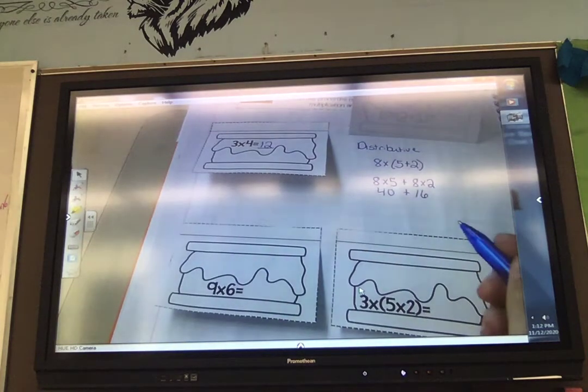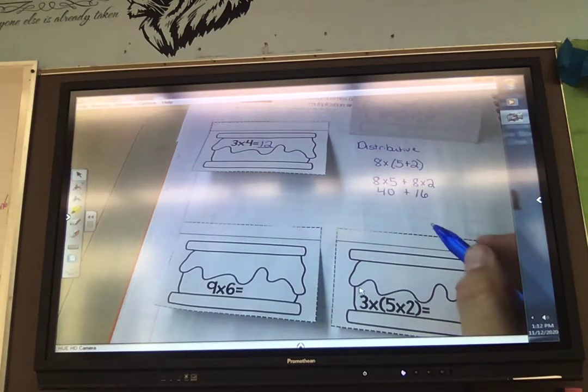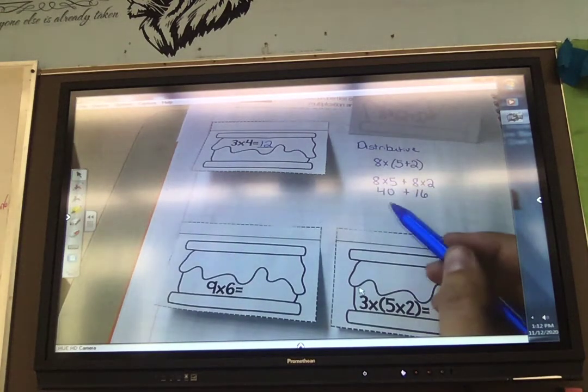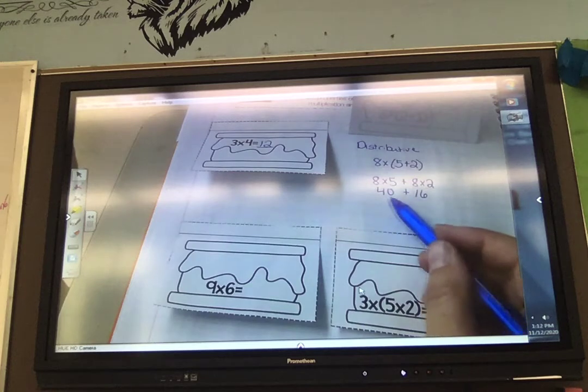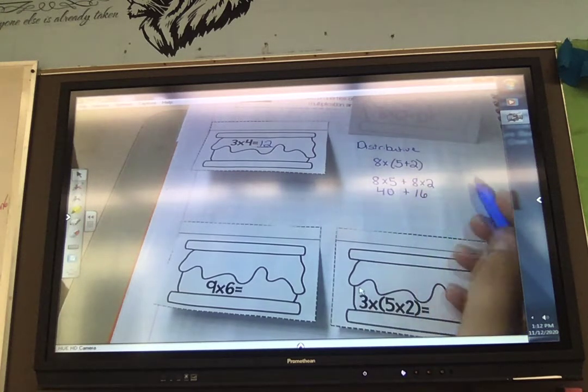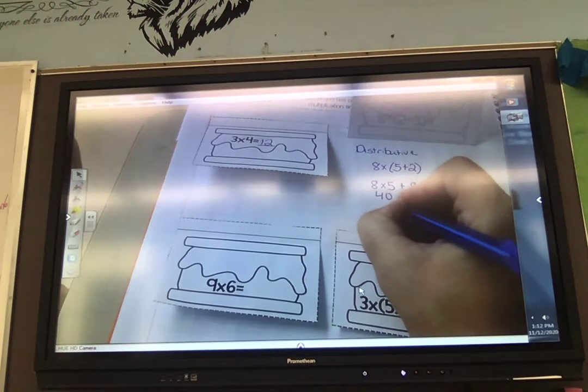We always do multiplication before addition. Multiplication comes first before addition. Now, to get the answer, I'm going to simply add 40 and 16, which we know is 56.